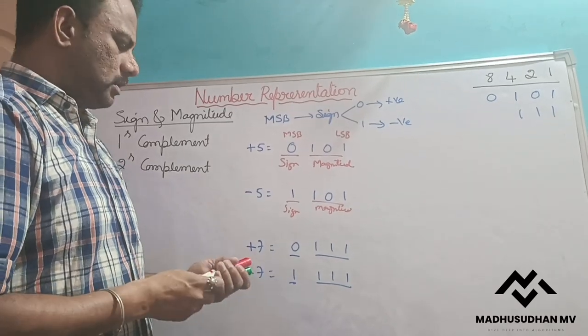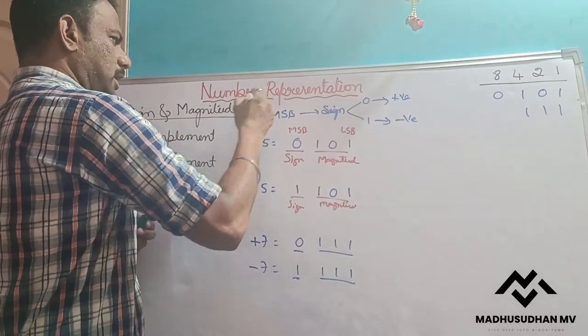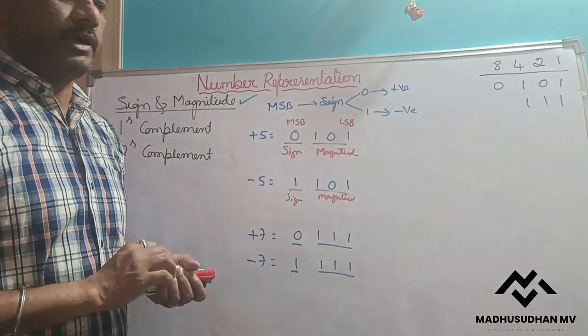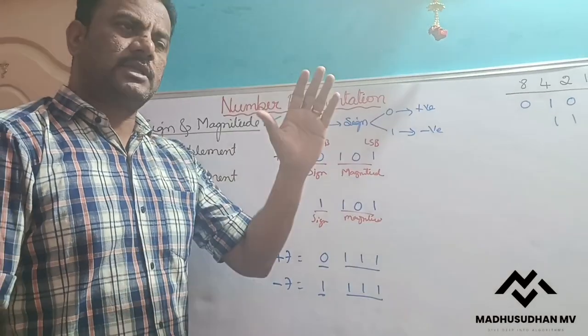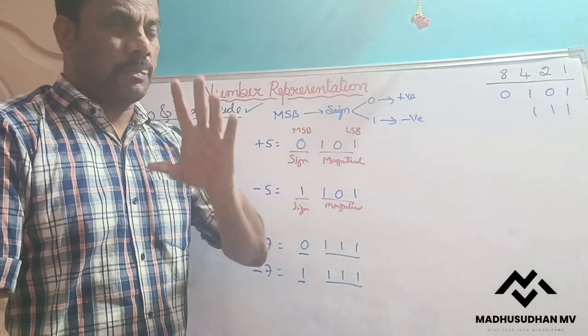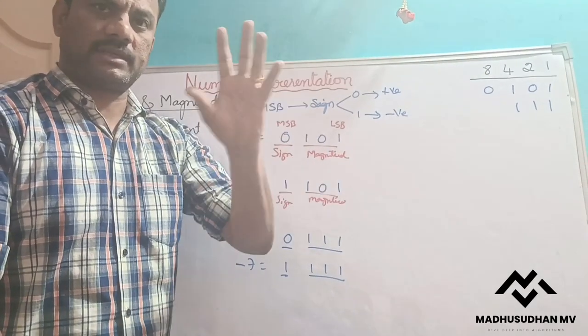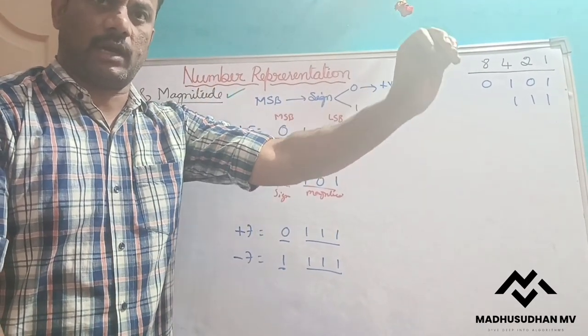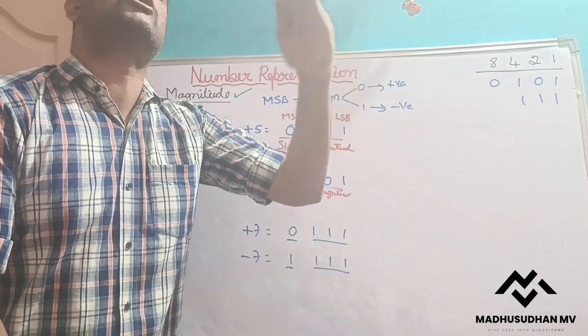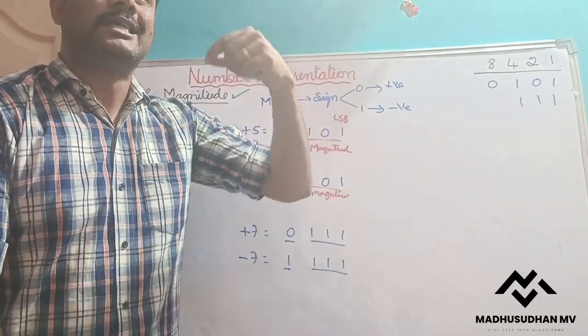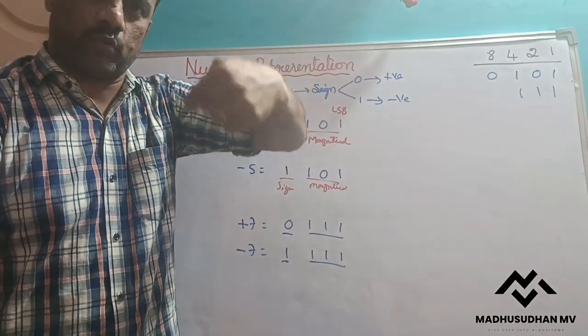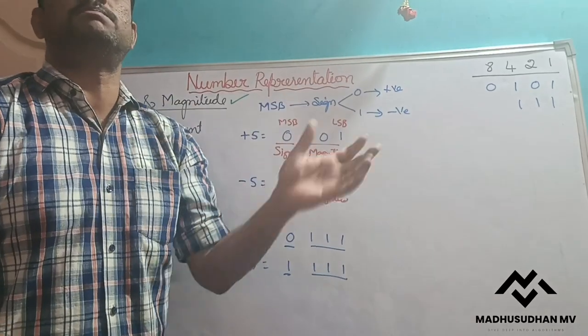In ones complement, we know sign and magnitude. For negative numbers, first write the positive number's binary representation. Represent the given negative number in binary, but as a positive. Then you take ones complement. Ones complement means change each 0 to 1 and each 1 to 0. That's it.